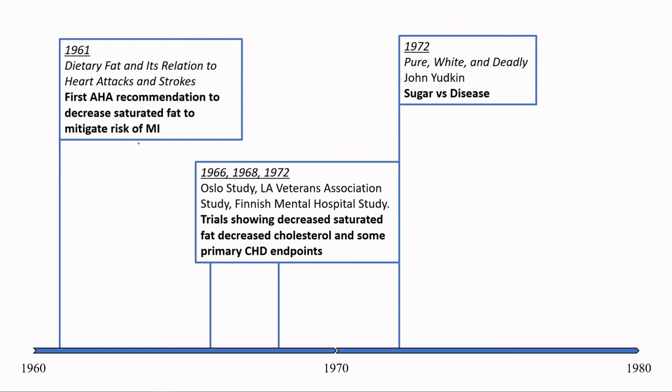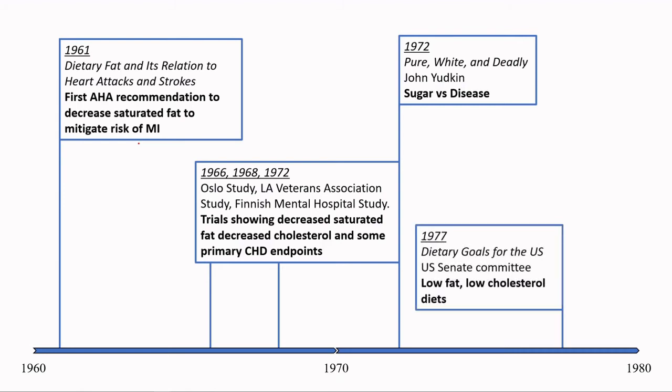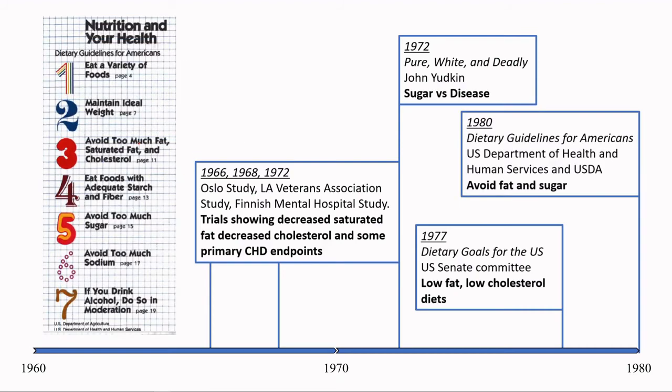John Yudkin appeared on the scene again in 1972 with a book for laypeople titled Pure, White, and Deadly, where he laid out his theory that sucrose intake was the main driver of cardiovascular disease. The federal government only partly agreed, and in 1977, the U.S. Senate Committee released the Dietary Goals for the U.S., which endorsed a low-fat, low-cholesterol diet with a reduction in sugar intake by about 40%. The USDA released their own recommendations 3 years later in 1980 and recommended avoiding both fat and too much sugar.